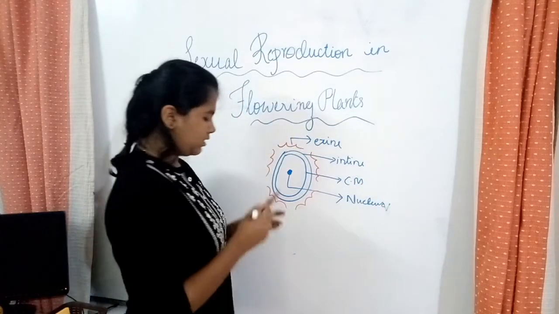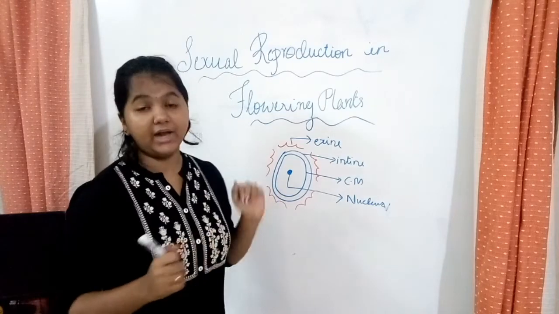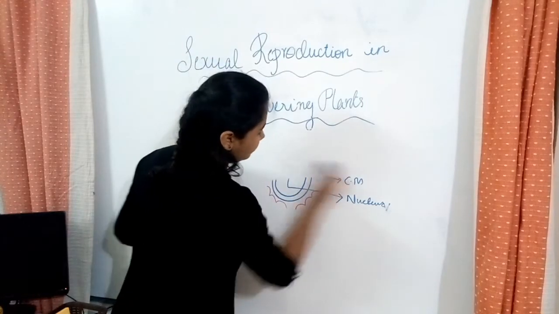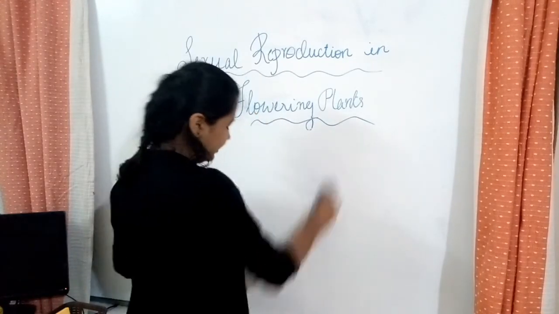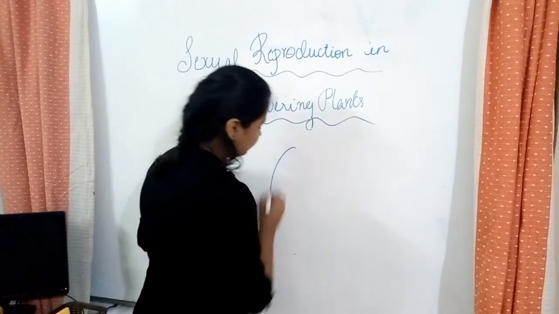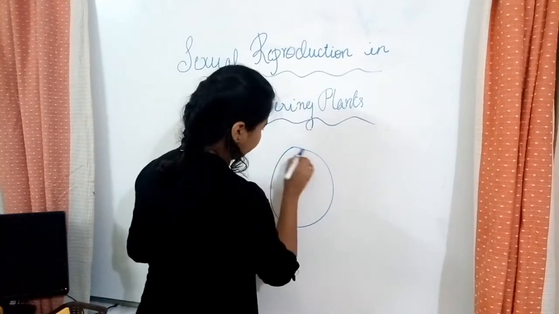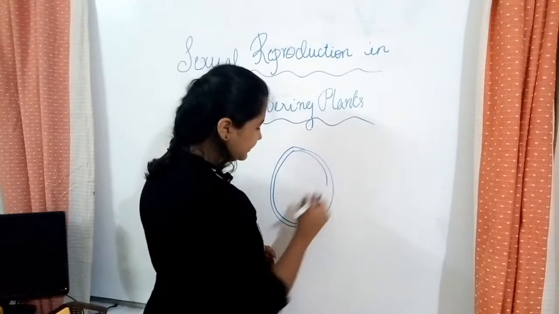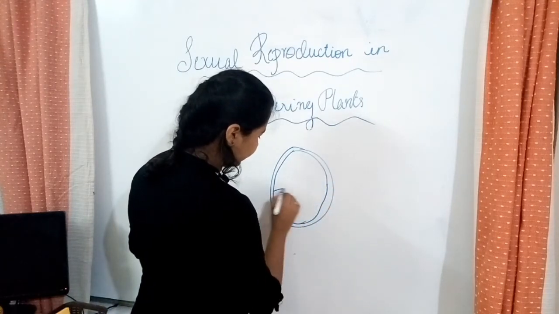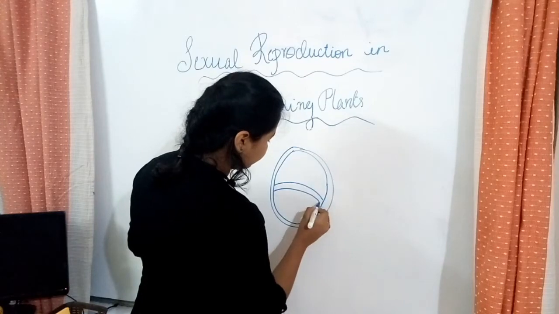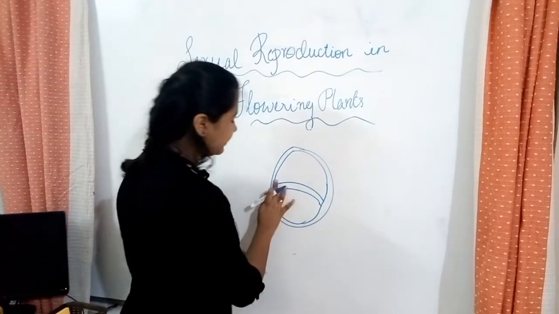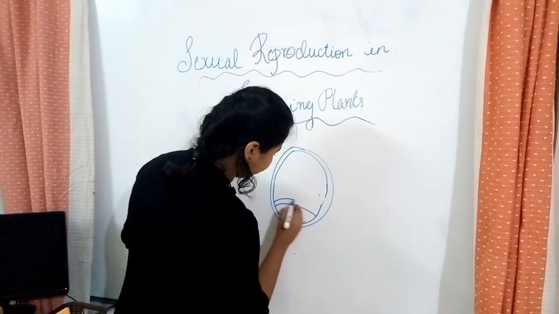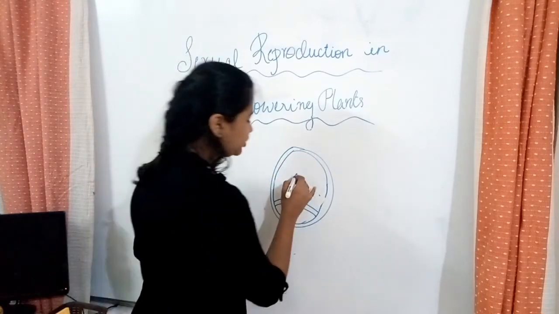So what happens is this would undergo mitosis, and it will become two cells. I will show you. After mitosis, it will undergo cell division. It will divide mitotically, and the formation of two cells takes place. So there are now two cells, so there should be two nuclei.